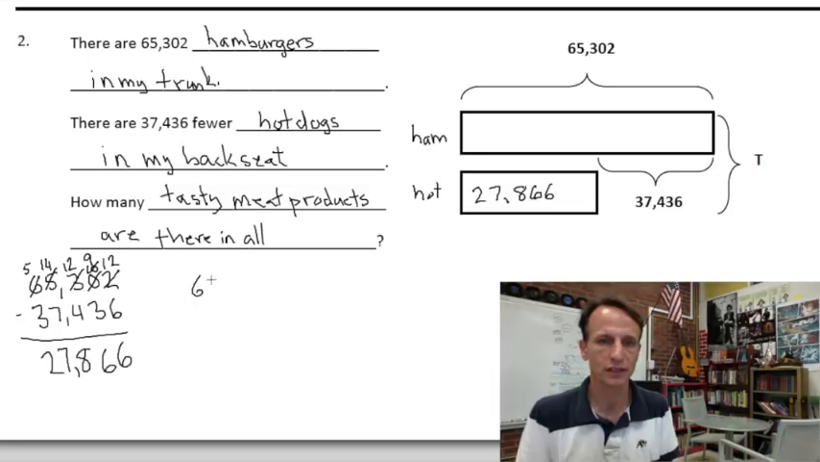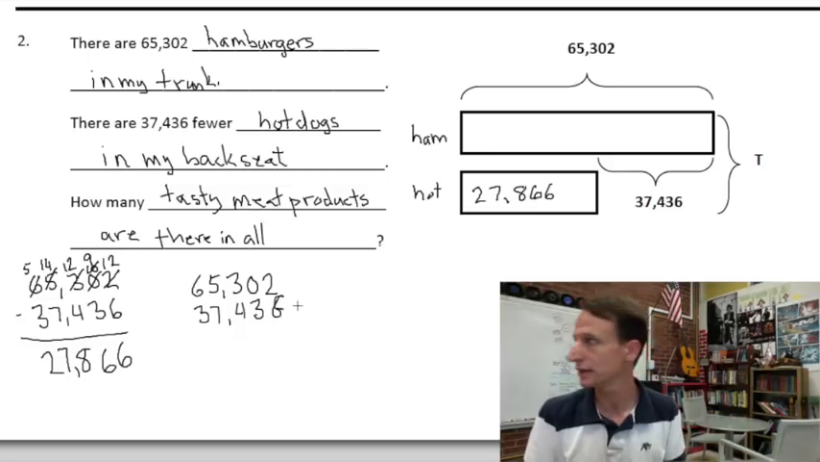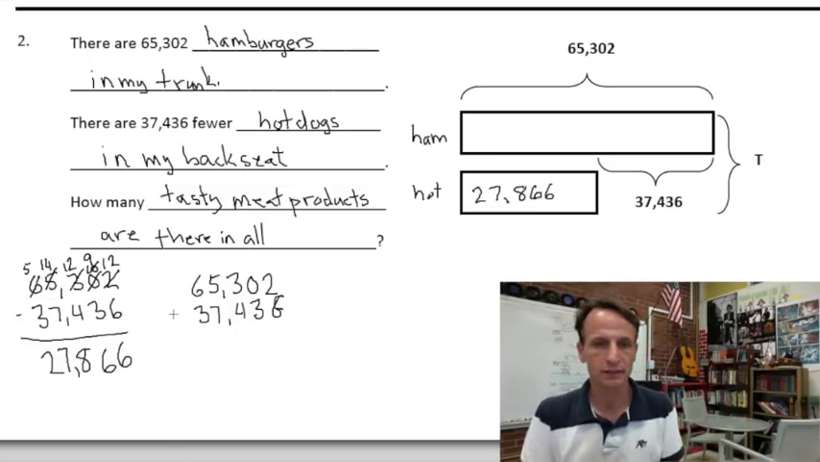Okay, now I want a total for hamburgers and hot dogs all together. So if I look at the number of hamburgers plus the number of hot dogs, that will give me a total for tasty meat products going bad in my car. Great. And let me put them together now. So really, that's a 6, sorry.